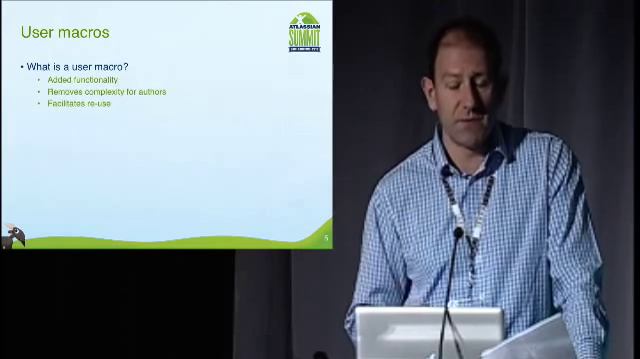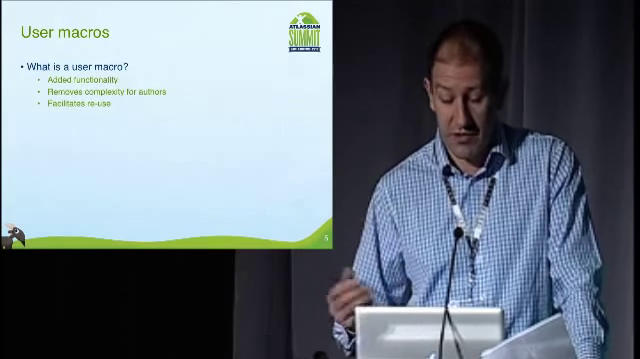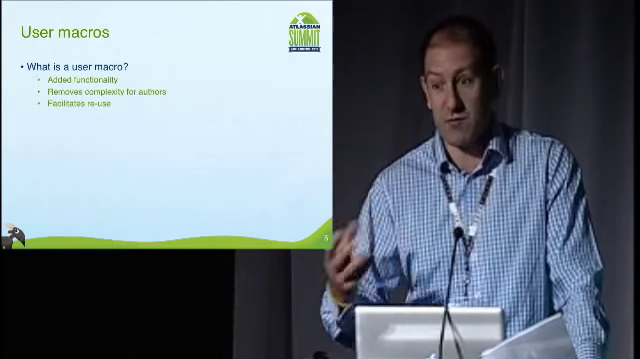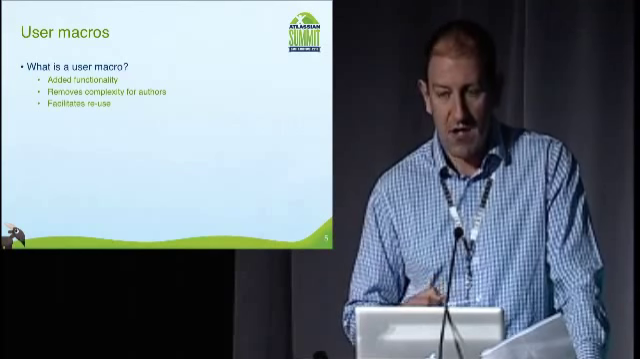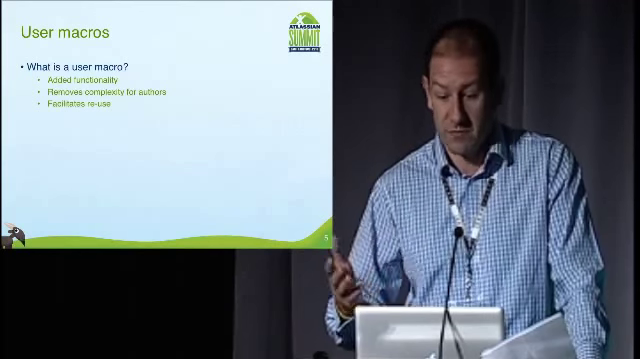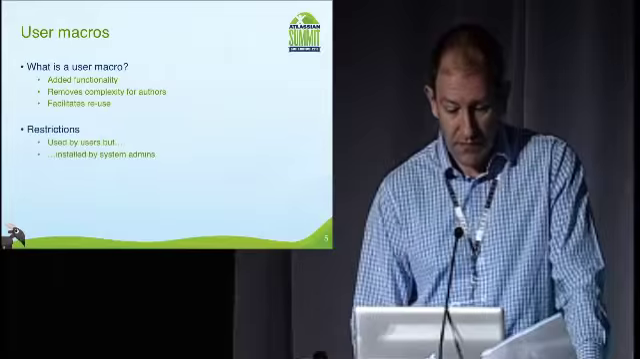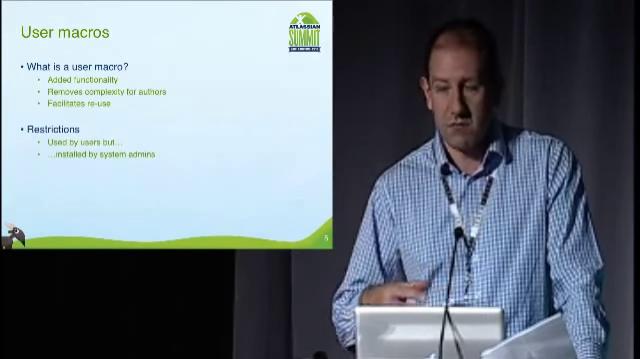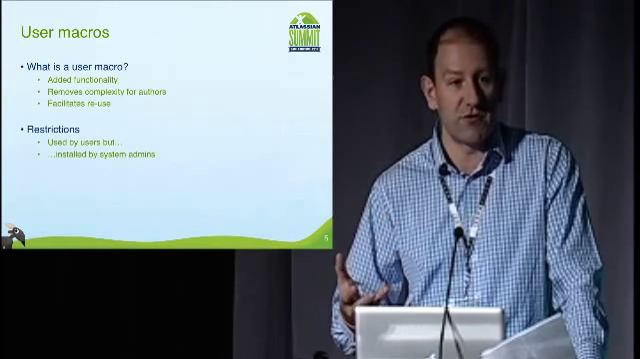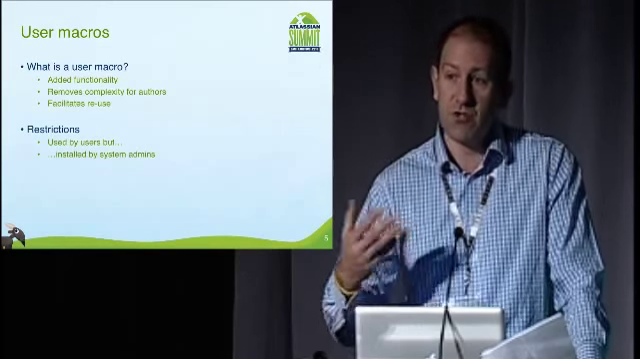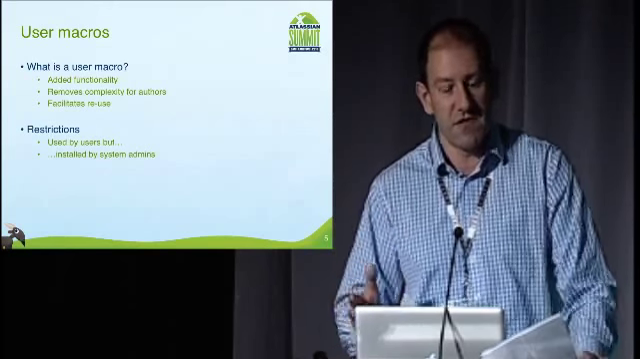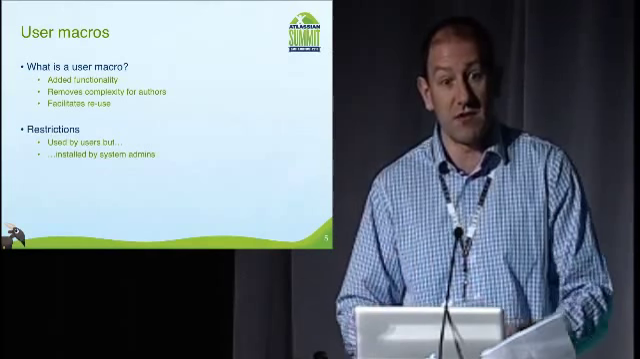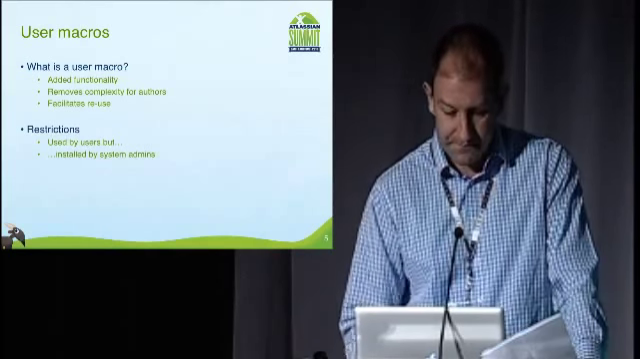So first off, what is a user macro? It's a way of providing added functionality to Confluence, a bit like plugins, in fact. It hides complexity for your page authors. The complexity resides in the user macro that you've developed. And it facilitates reuse, because you can use them on multiple pages. There are some restrictions, though. User macros are used by users, but they have to be registered by system administrators. Okay? If you want to give your users the ability to create their own macros, it's probably best to do that on a test system, and when they're ready, your system admin can install that on your production environment.